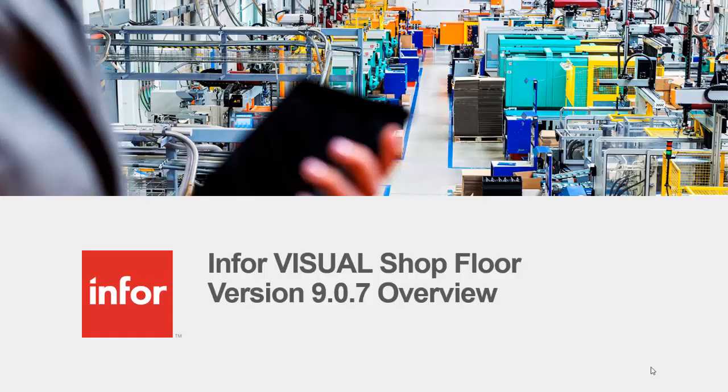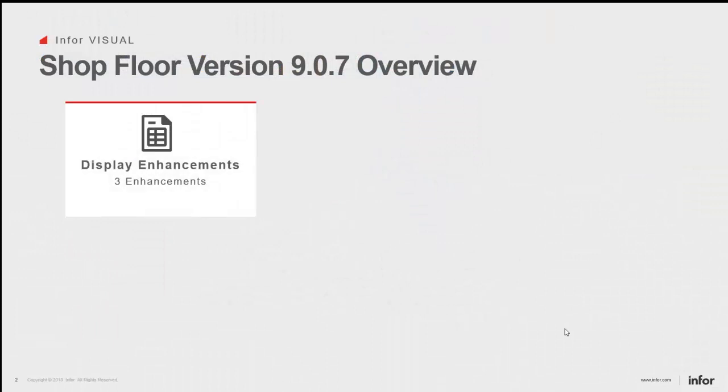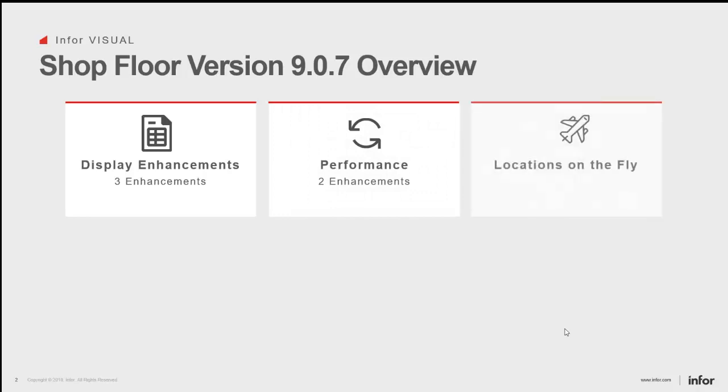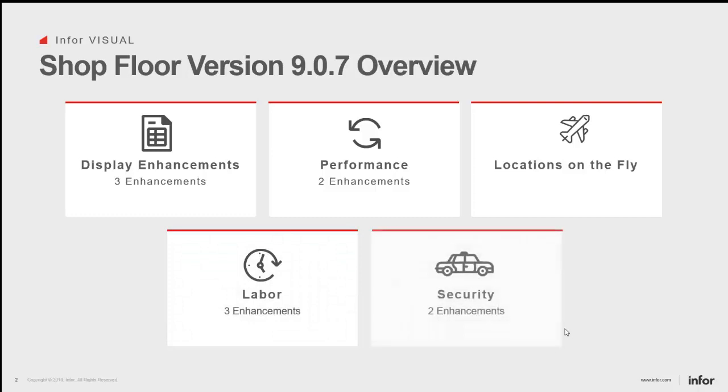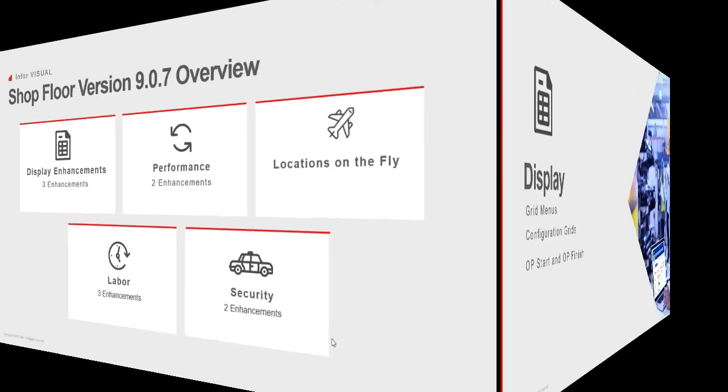The following is the overview for Infor Visual Shop Floor version 9.0.7. The overview begins with 3 display enhancements. Next, we will look at performance enhancements, followed by the locations on the fly enhancement. We will cover 3 enhancements for labor, and finally we'll end by looking at 2 enhancements for security.